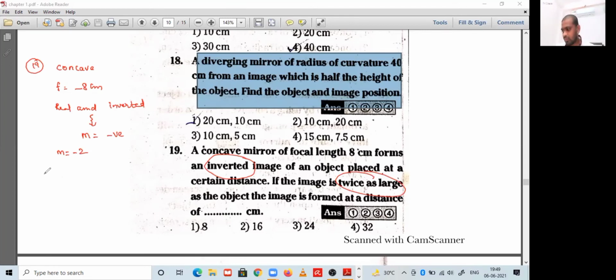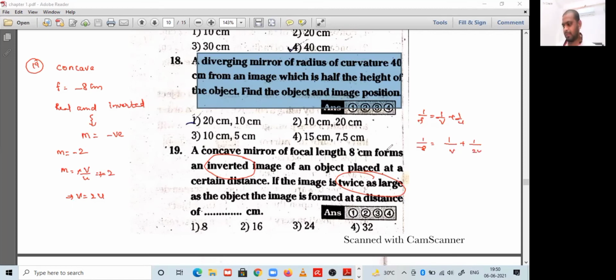Now, how will you solve? M is equal to minus v by u, which is equal to minus 2. Minus minus will get cancelled. Then you will have v is equal to 2u. Coming to the mirror formula, what is the mirror formula? 1 by f is equal to 1 by v plus 1 by u. And what is the f value here? Minus 8.